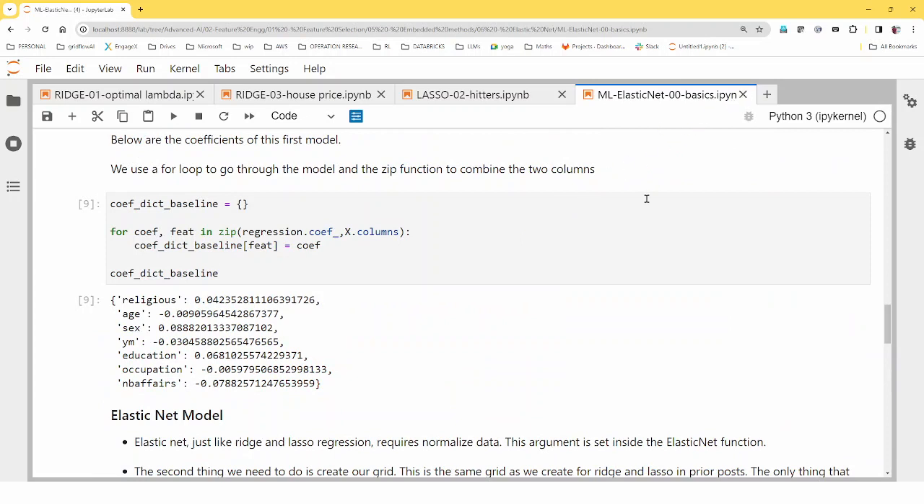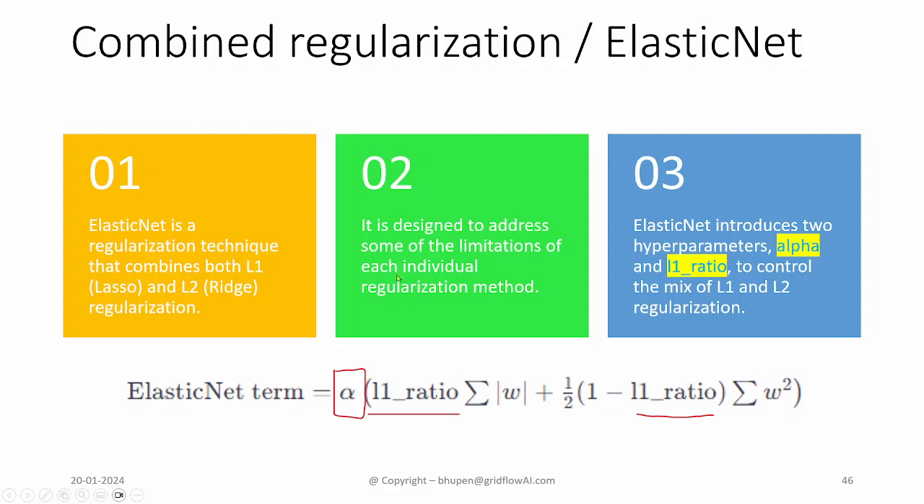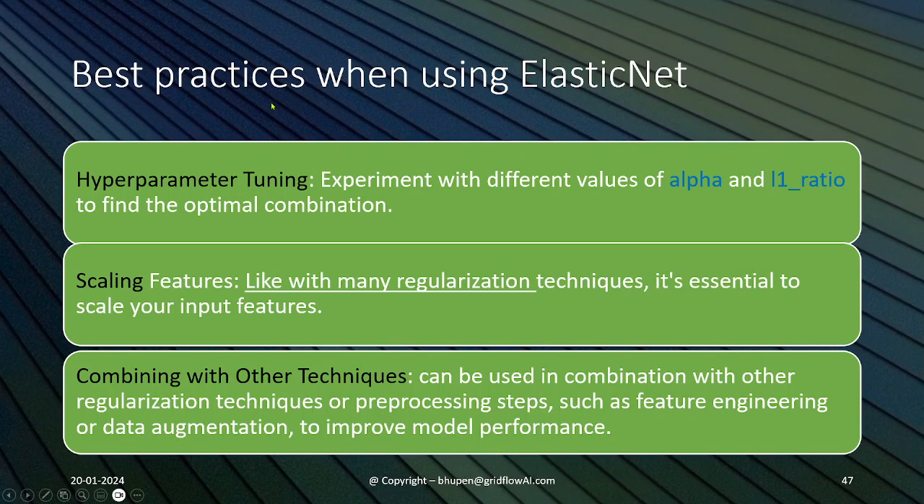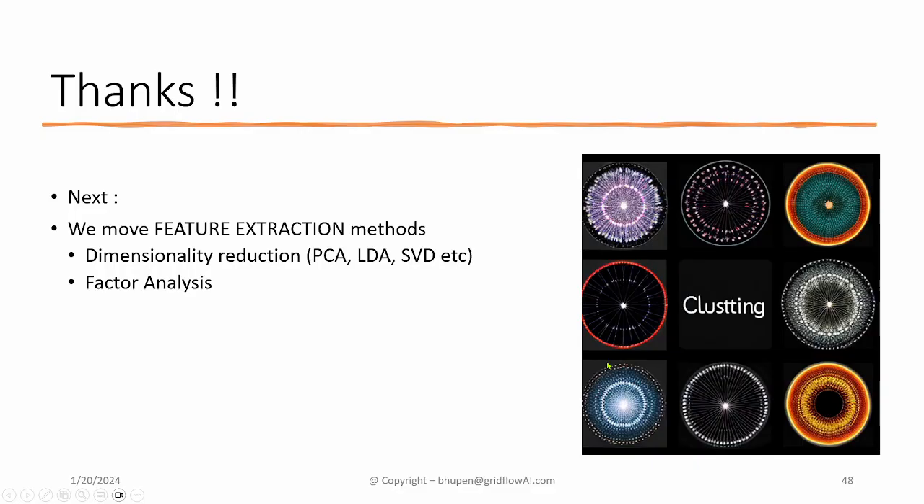So before I go to the next topic, combined regularization is essentially elastic net, and I showed you how to go about coding the elastic net. The best practices with elastic net: tune the hyperparameters, the L1 ratio and the alpha. Scaling is required, like in any regression problem, we should always scale. Combine with other feature selection techniques, and do not just depend on L1 or L2 or elastic net.